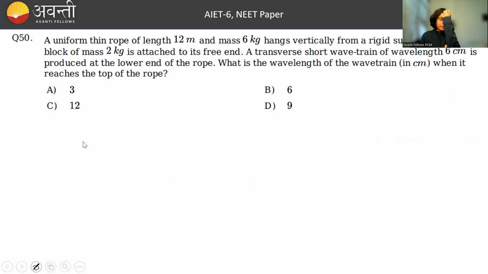Now this is the last question that we have to do, and this question is from wave calculation, like how we calculate velocity of wave and things. So this is a very good question actually.